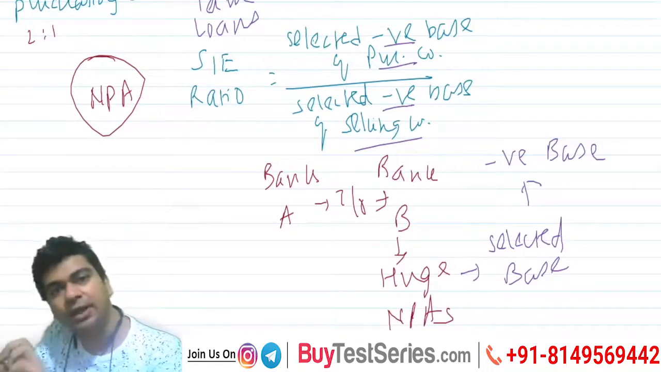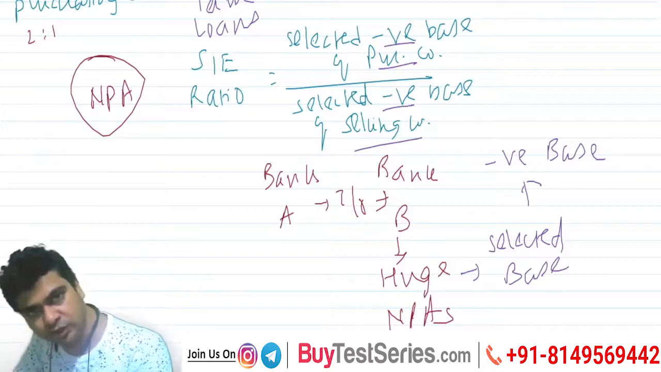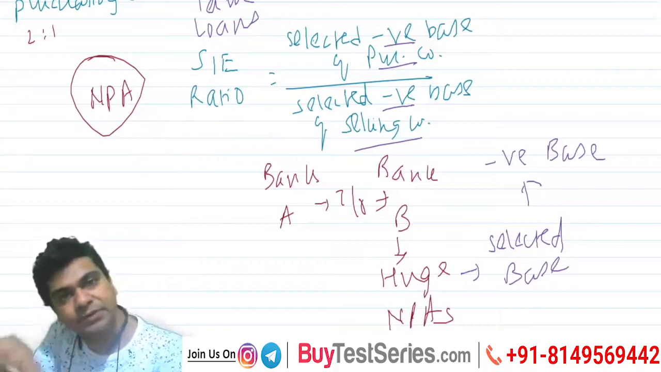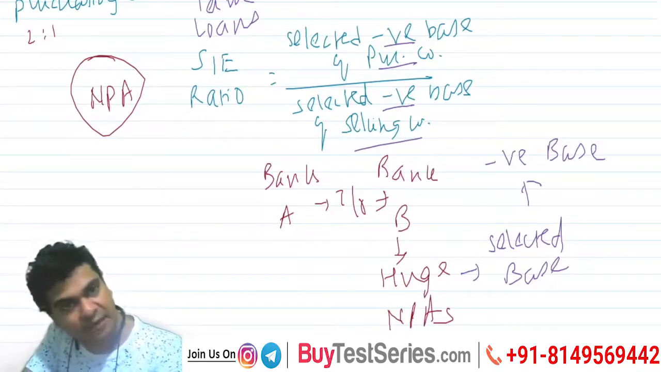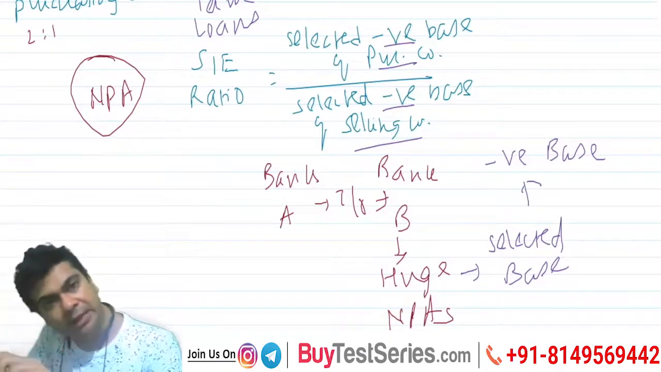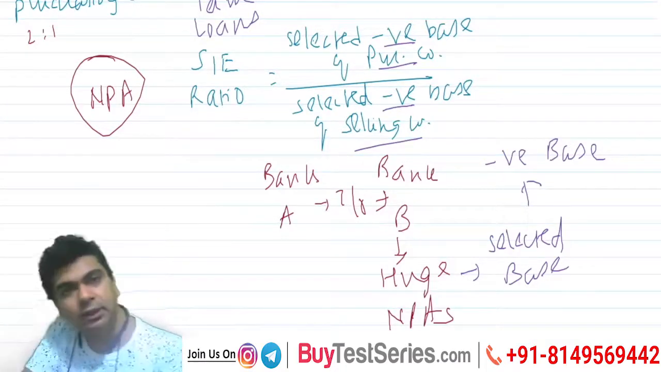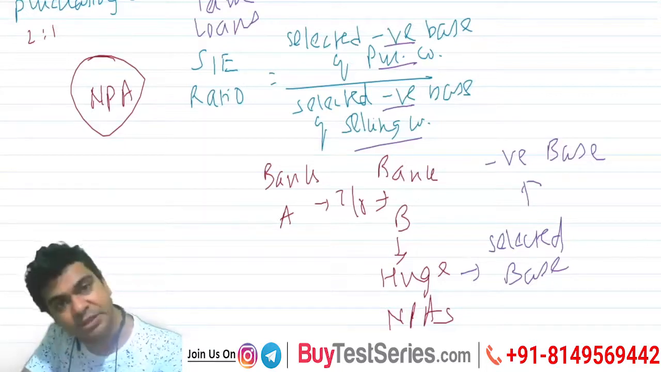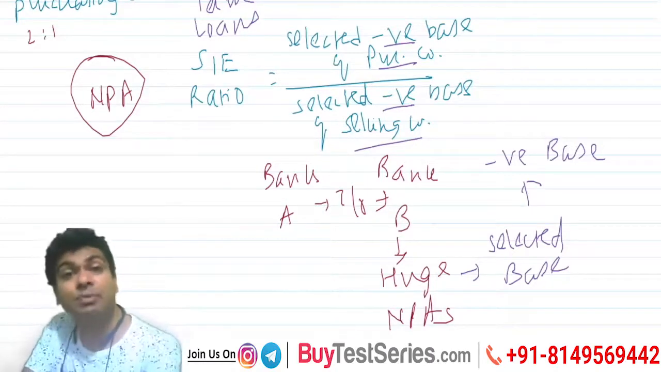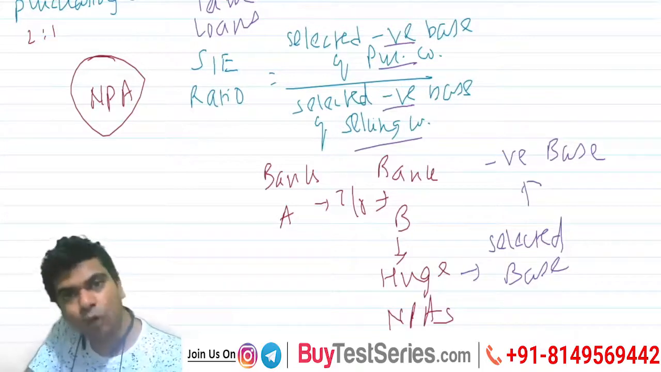So that's how we calculate a share exchange ratio. First, decide what should be the base for calculation. Then decide whether it's a positive base or a negative base. If it is a positive base, then take the base of the selling company and divide by the base of the purchasing company. If the base is negative, then take the base of the purchasing company and divide that by the base of the selling company. The most fundamental thing: how will I decide whether the base is positive or negative? Look at the base and ask yourself, will you like this base to be as high as possible? If your answer is yes, it is positive. If your answer is no, then it is negative.